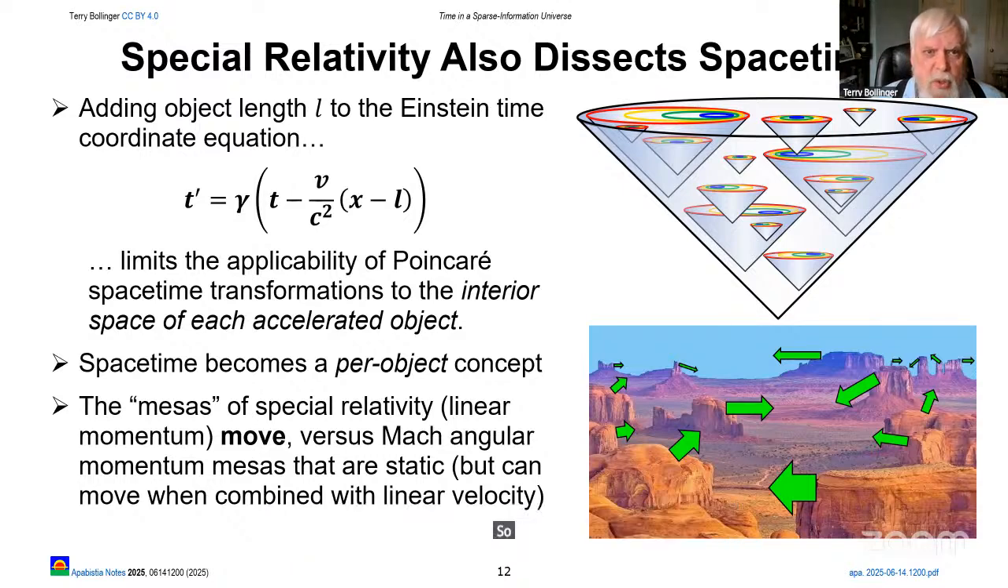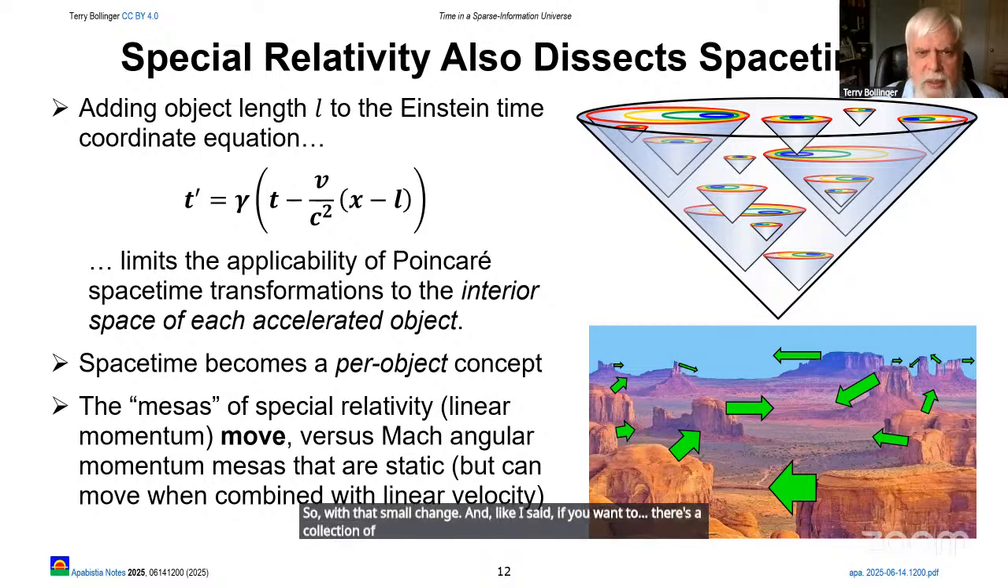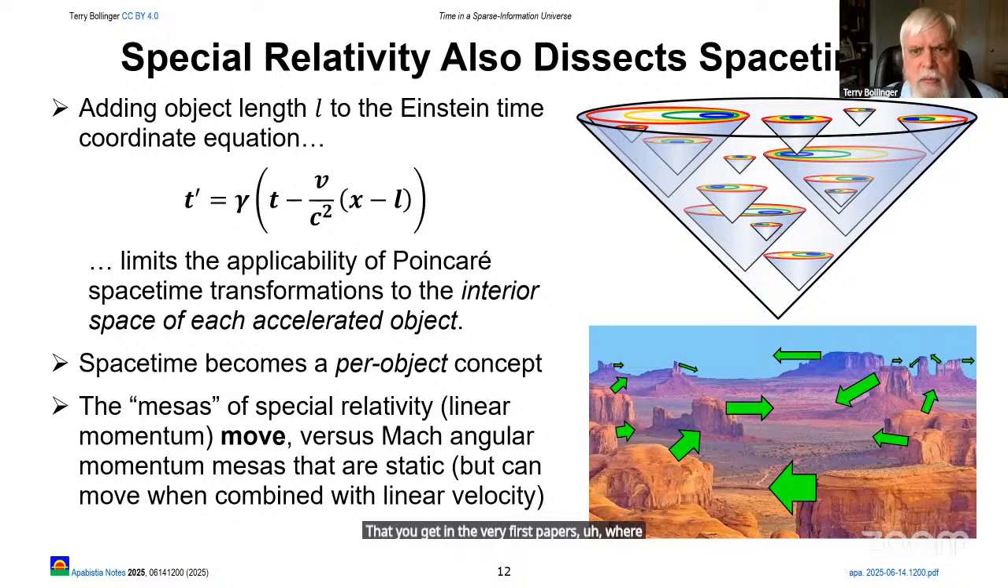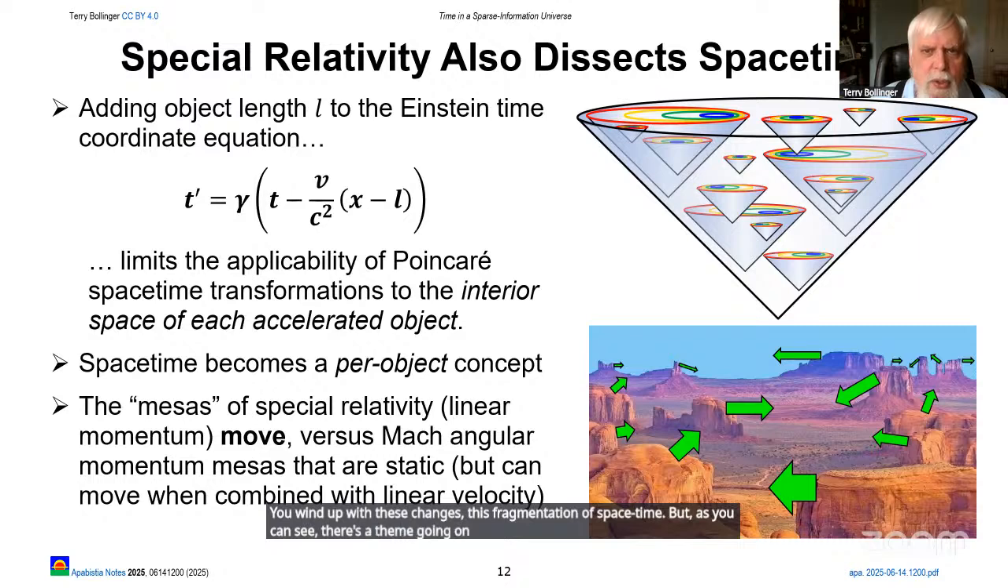So with that small change, and like I said, there's a collection of three small issues in the very first papers which, when you resolve them, you wind up with this fragmentation of space-time. But as you can see, there's a theme going on here. It's not just that angular momentum dissects space-time. Linear momentum also dissects space-time by creating different definitions, different slopes, different angles of what's time and what's length.